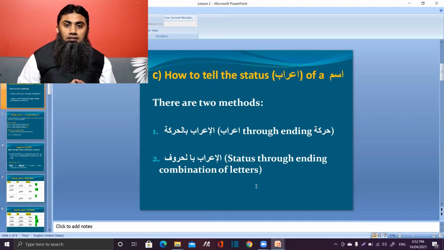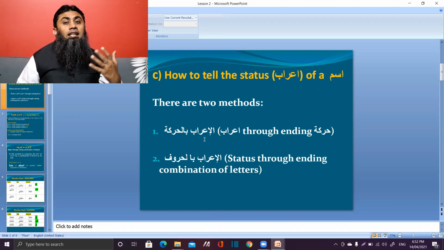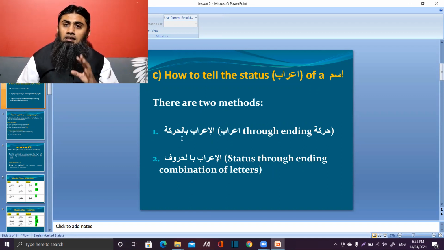Now, there are two methods of telling the i'rab, as you can see on your screen. Method one is al-i'rab bil haraka. Now, don't worry about these fancy terms. The only reason I put these terms is so that in case you are consulting any other book on Arabic grammar after this course, you can understand what this person is talking about. Okay, so al-i'rab bil haraka, in simple words, means telling the i'rab through the ending haraka.